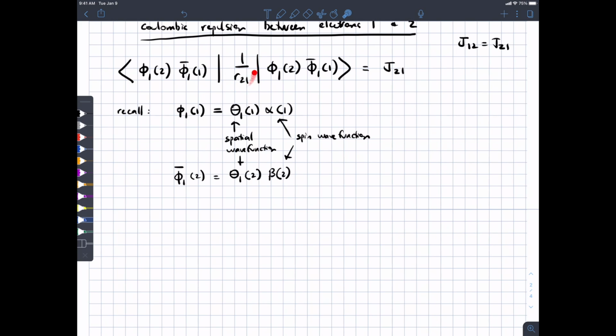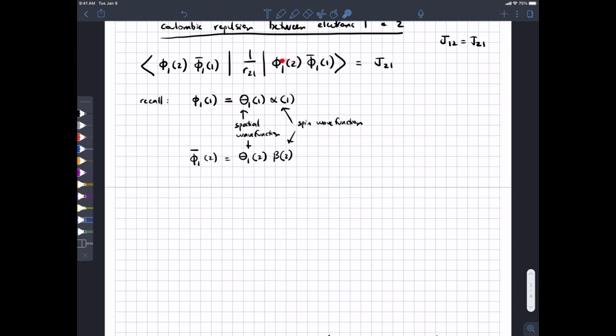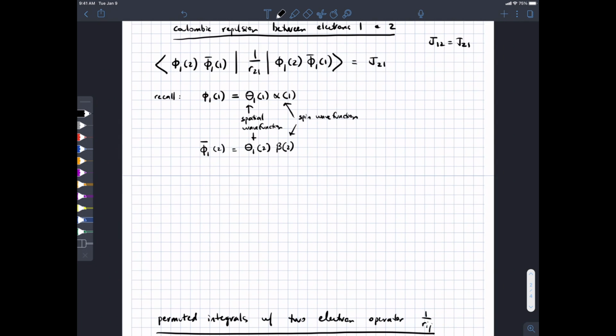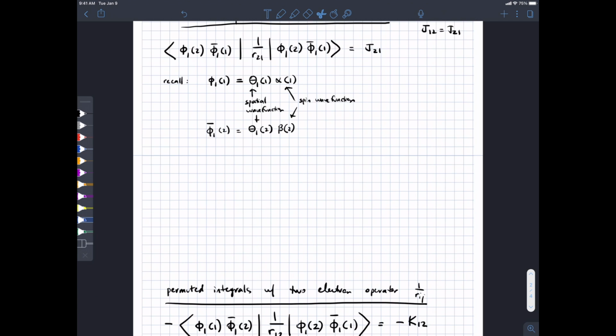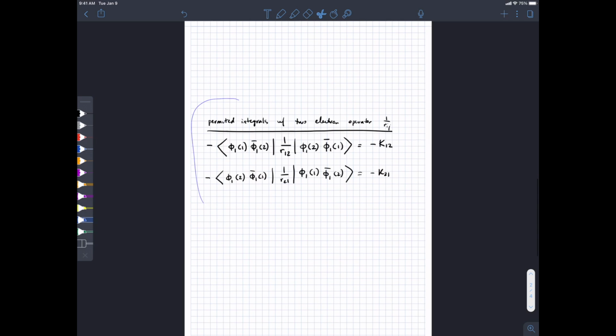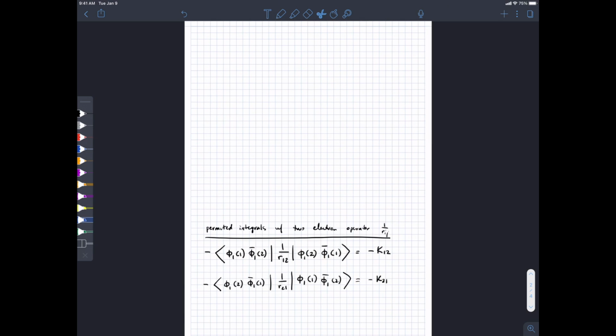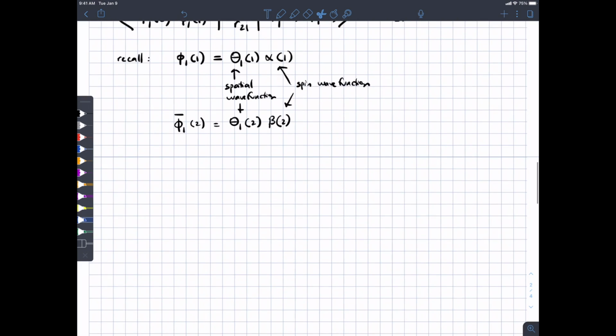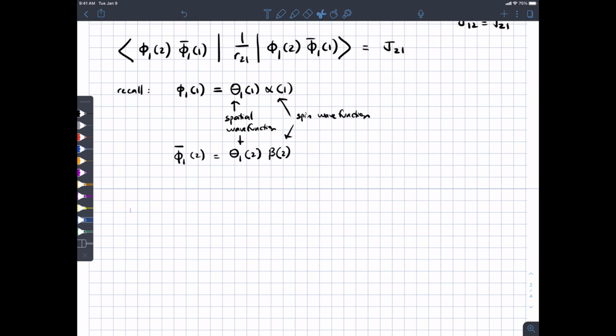Now notice that this operator 1 over r, which is the distance between the 2 wave functions, only requires knowledge of the spatial wave function. It doesn't operate on spin. And so that has the consequence that we can factor the spin terms out of each of these phi 1 and phi 1 bar wave functions. Let's see how that would work for the J21 integral that we've just written. Okay, so let's rewrite that J21 integral with the spin and spatial wave functions written out separately.